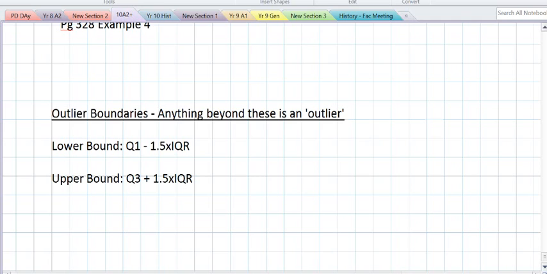What's the point of this? You're trying to determine when a piece of information doesn't make sense, like when is it too far outside the boundary?